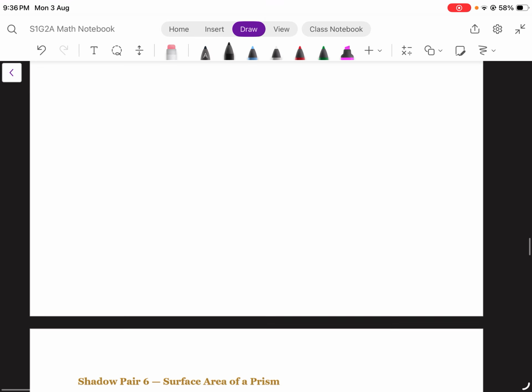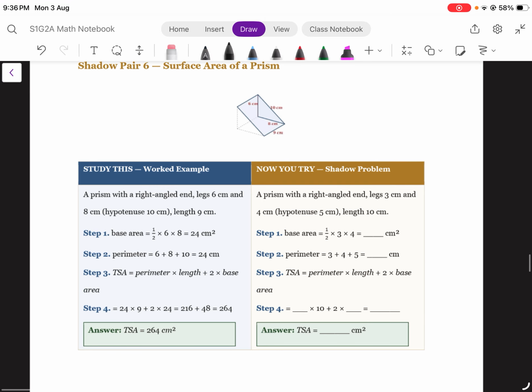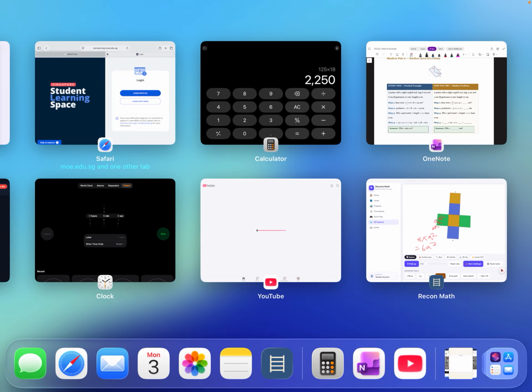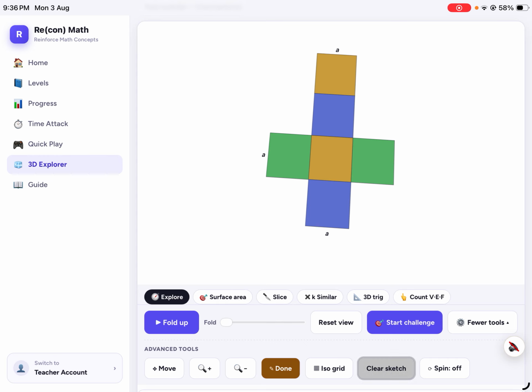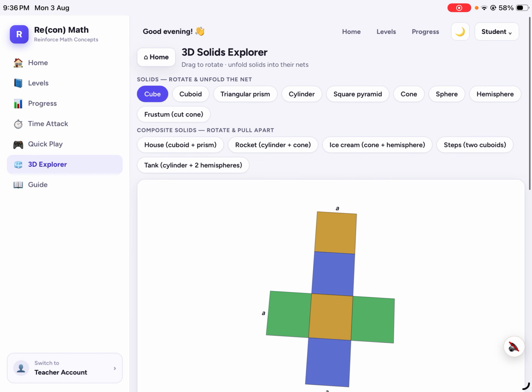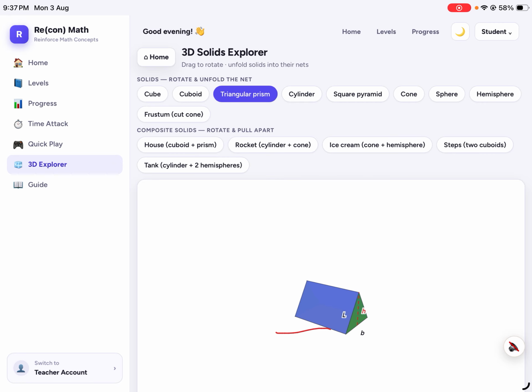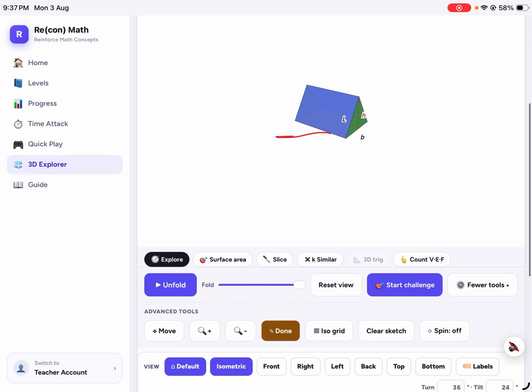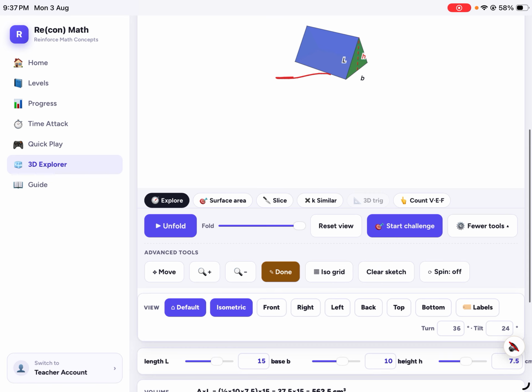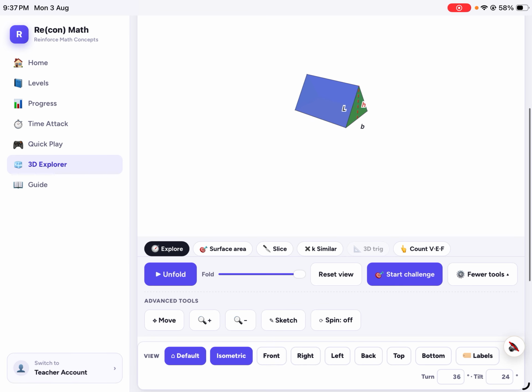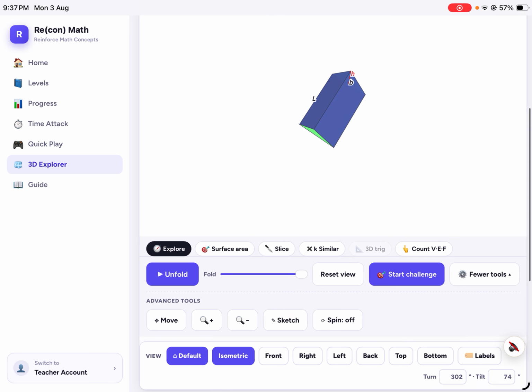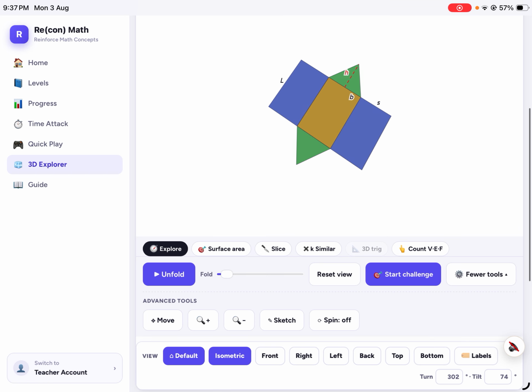Okay, quite easy, right? Okay, so the last one, we have surface area of a prism. Now, they give us a rectangular prism. Okay, they give us a rectangular prism. So rectangular prism, right? Rectangular prism, what happens is that when it opens up, okay, when it opens up, it comes like this.